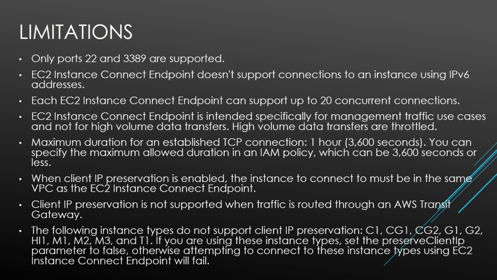The following instance types do not support client IP preservation: C1, CG1, CG2, G1, G2, HI1, M1, M2, M3 and T1 instances. If you are using these instance types, you have to set the preserved client IP parameter to false. Otherwise, attempting to connect to these instance types using EC2 Instance Connect endpoint will fail.